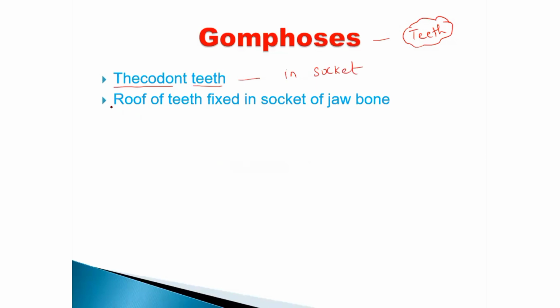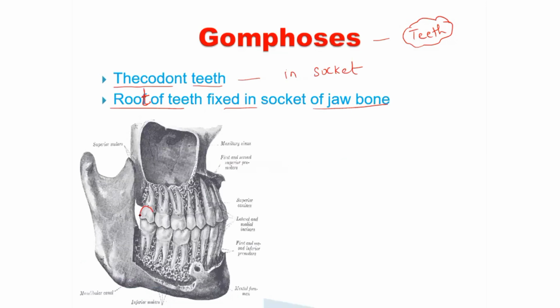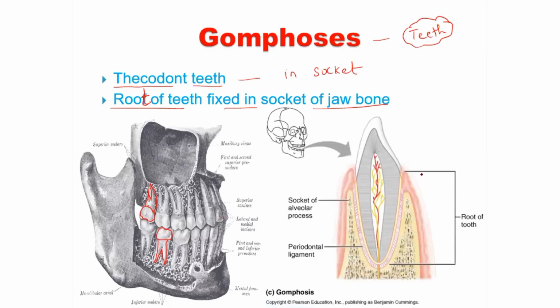So the root of the tooth is fixed in a socket of the jawbone. Look at this. This is our tooth that is visible from outside, but this much enters inside the jaw. What you can see here is the crown, the visible portion, and the one which has gone inside is the root. So these are all examples of fixed joints. They never move. So this becomes gomphosis. Remember, teeth show the example of gomphosis, and gomphosis is a fixed joint.